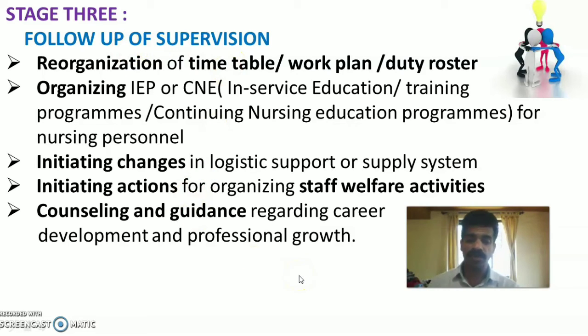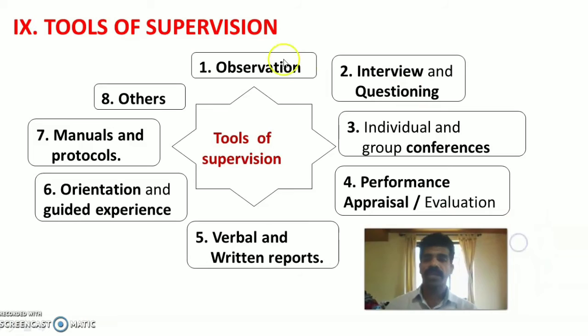So technique of supervision includes the first stage, second stage and third stage, that is pre-planned stage, supervision stage and post-supervision stage. Next is the tools of supervision. Various tools can be used for supervision by the supervisor, like observation is a tool, direct observation or indirect observation. Then interviewing and questioning with the different structured and semi-structured questionnaire. So interview of the employees and questioning of the employees with various questionnaire, structured and semi-structured or non-structured questionnaire. Then conducting periodical conference for the employees, that is individual and group conference.